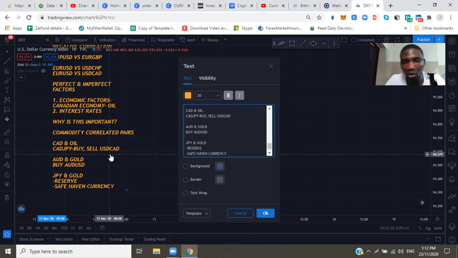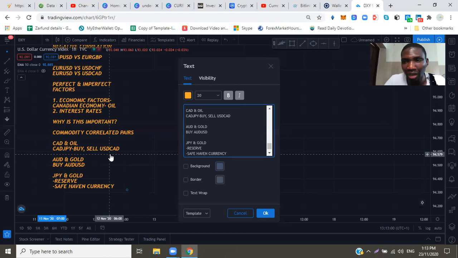Now, a safe haven currency is basically a currency or an asset that investors go to invest in during times of economic uncertainty. So whenever there's economic uncertainty, investors go and invest in safe haven assets. An example of safe haven assets is commodities like gold. You will notice that during the pandemic, gold was buying. Gold went to all-time highs.